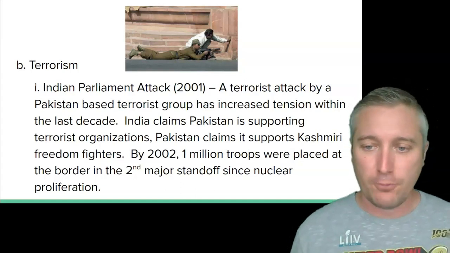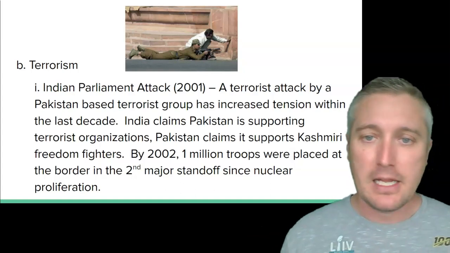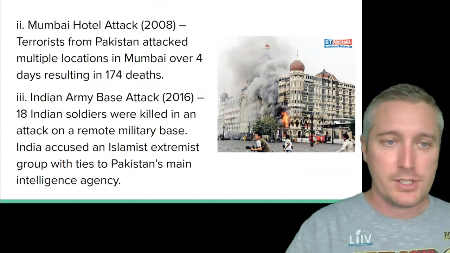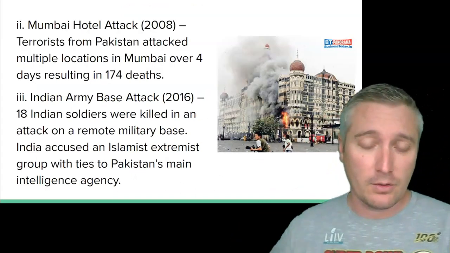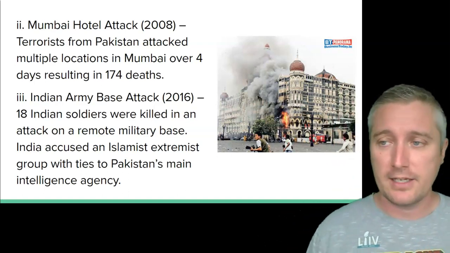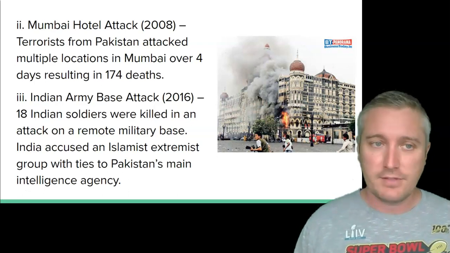It did look as if we were going to see a war take place here. Thankfully, cooler heads somewhat prevailed, but the biggest issue here, like I said, is that both sides have nuclear weapons, and I'll mention that on the next page. There have been other severe incidents that have taken place.